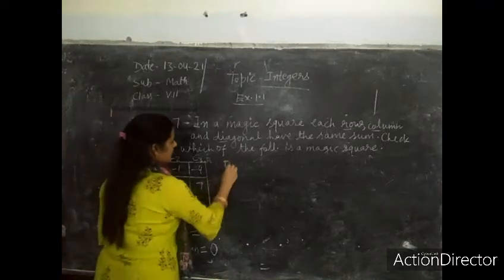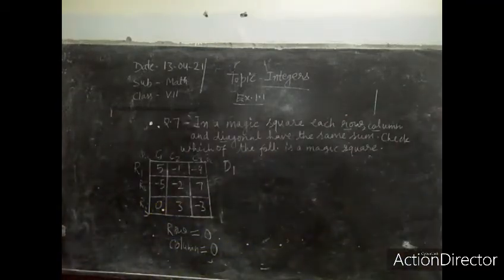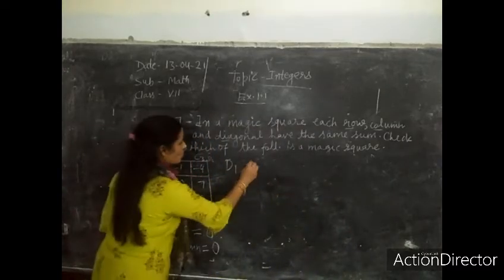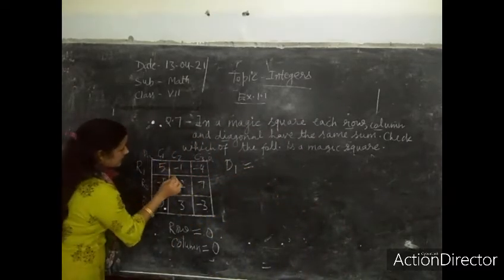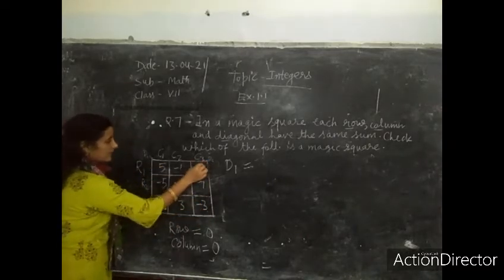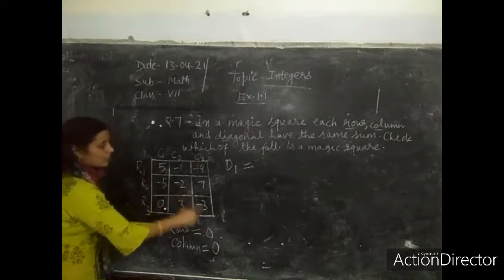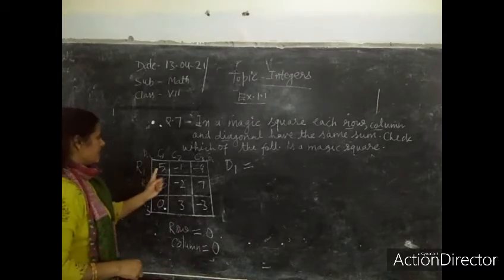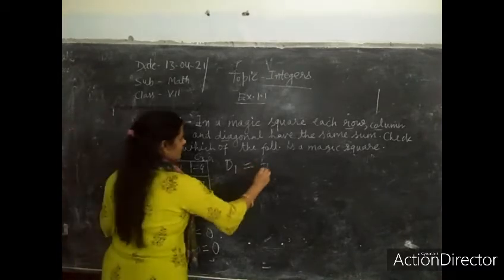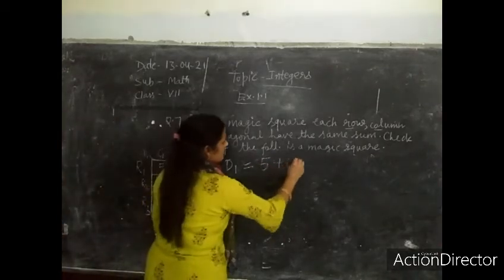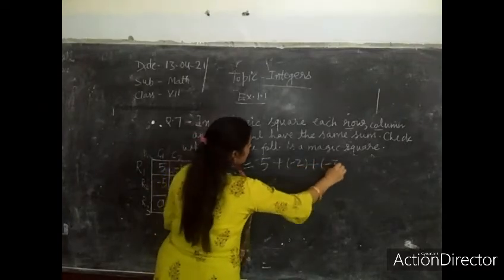D1. What about D1? Now come to D1. As I told you, diagonal means these integers are on the diagonal, the slanting line. That is called a diagonal. Then we will note down 5, minus 2, minus 3. That is 5 plus (minus 2) plus (minus 3).